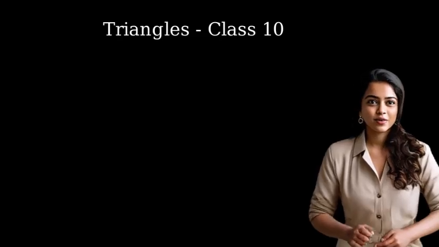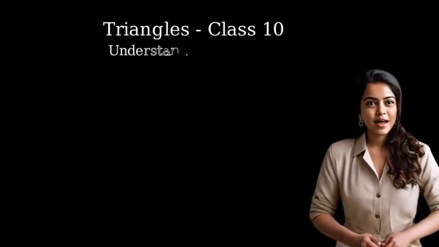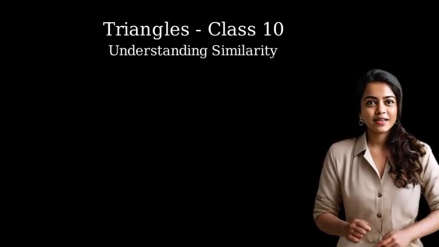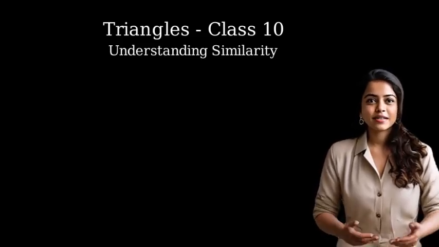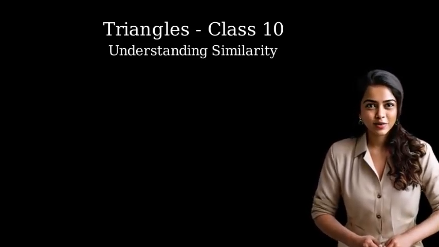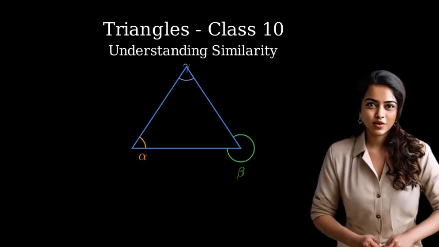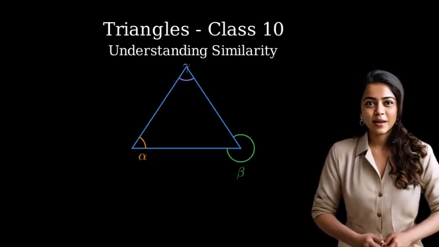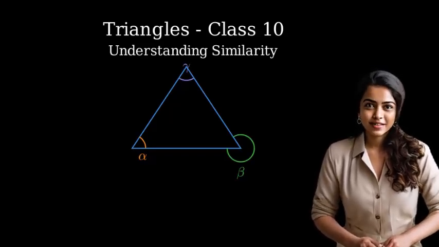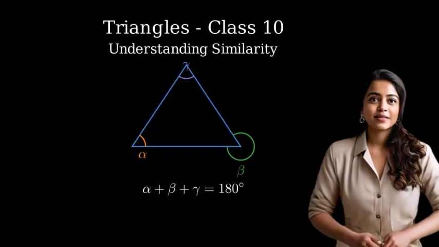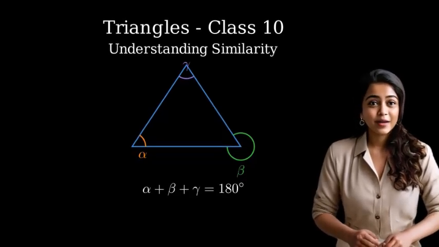Welcome to our lesson on triangles for Class 10 Mathematics. Today we'll learn about similarity in triangles, what exactly similarity means, and how we can identify similar triangles. Before we dive into similarity, let's recall some basics about triangles. In any triangle, the sum of all three interior angles is always 180 degrees. This is a fundamental property that will help us understand similarity.